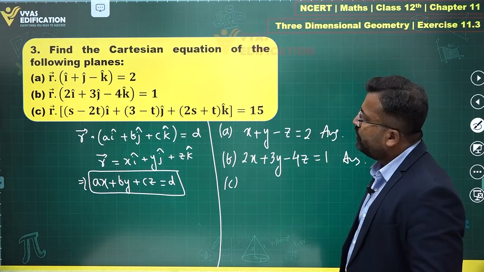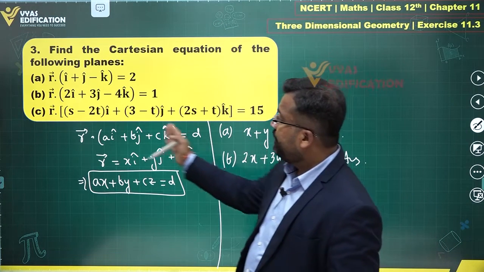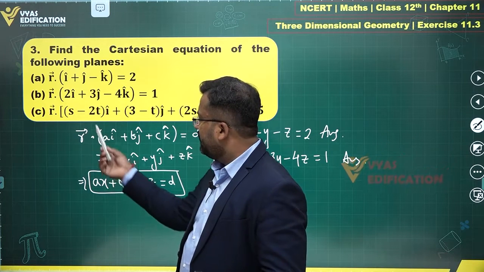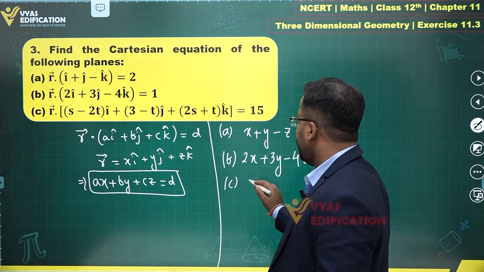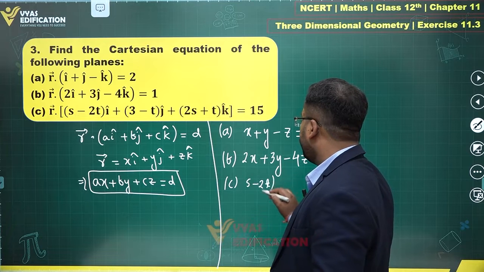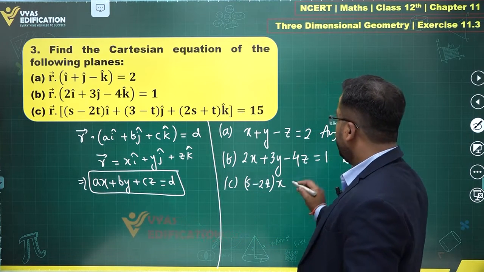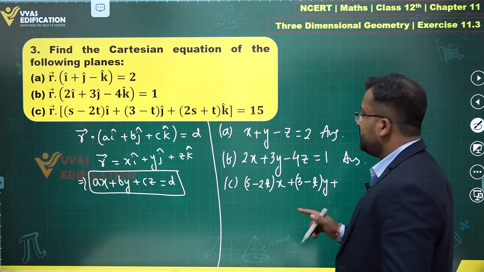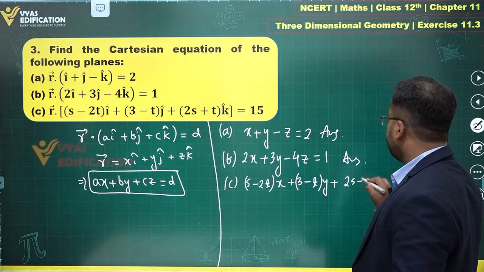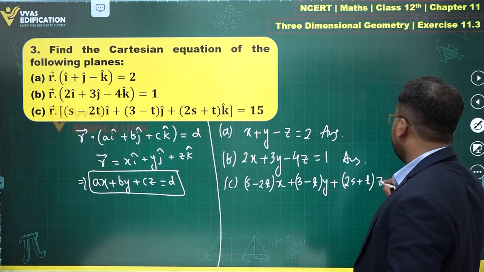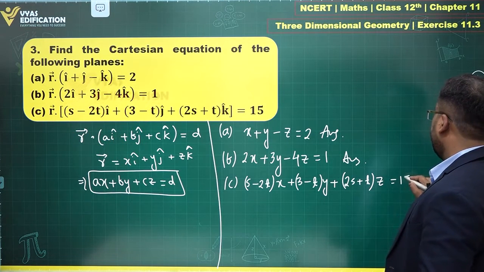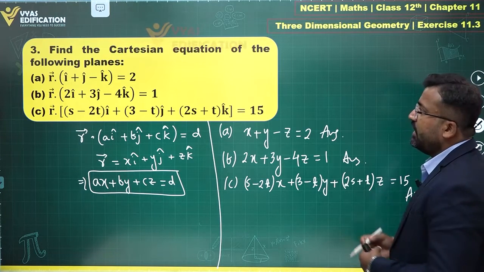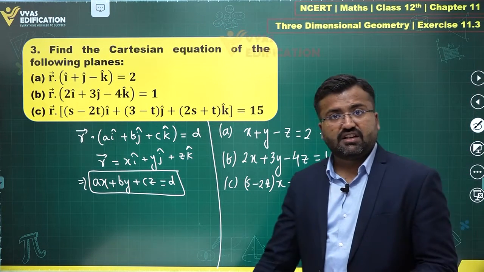For part C, what do we have? Here we have parameters, right? But once again, r vector will be replaced with the same thing. So what will we get over here? (s minus 2t)x plus (3 minus t)y plus (2s plus t)z is equal to 15. That's my required answer for this particular plane in Cartesian form, right? That's the equation of the plane in Cartesian form.